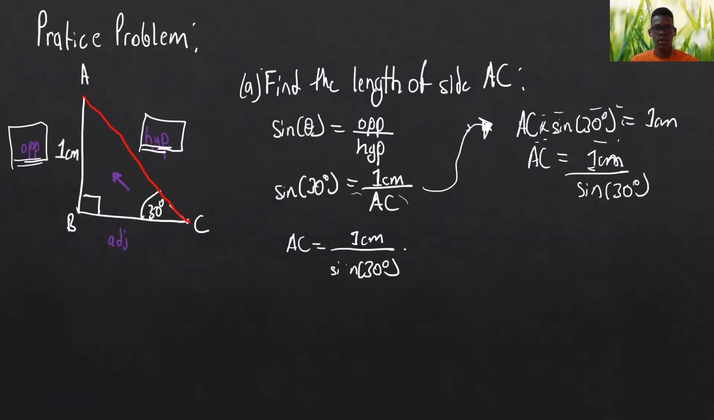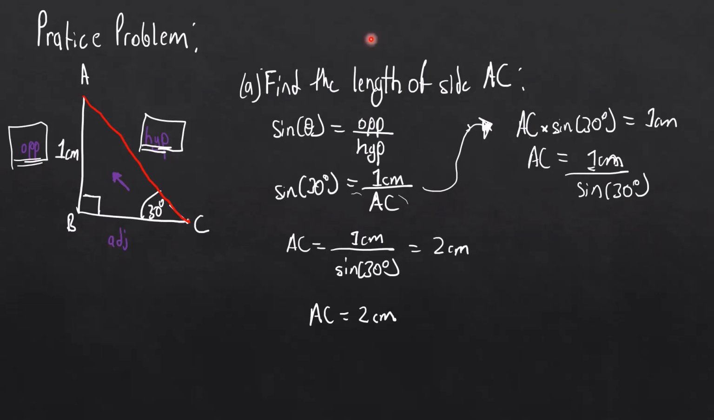Now you should get 2 centimeters. Please confirm that AC, 1 divided by sine 30 degrees, is actually equal to 2 centimeters. Yes, sir. 2, right? Good.